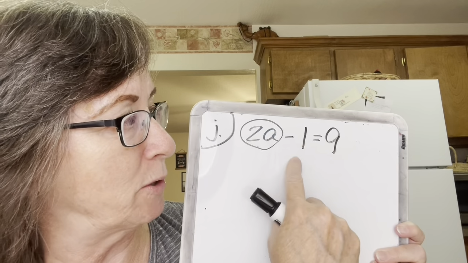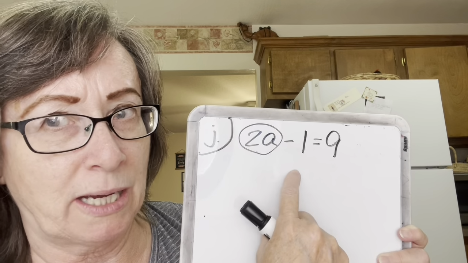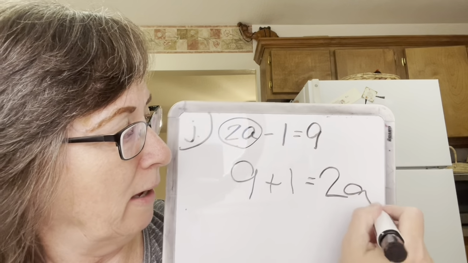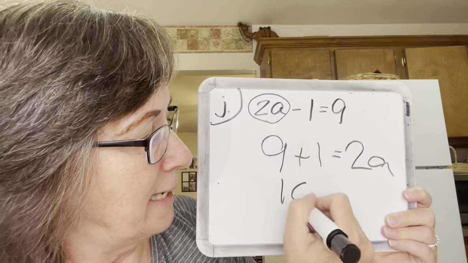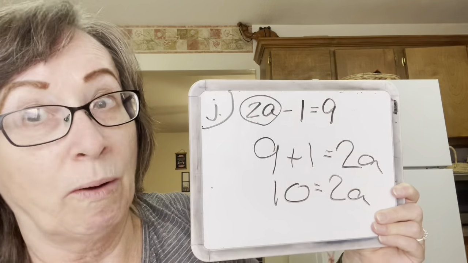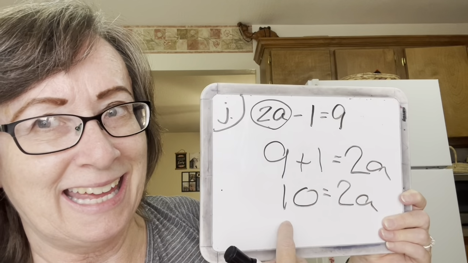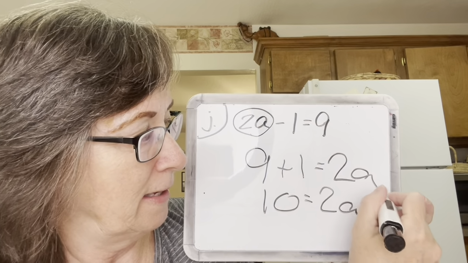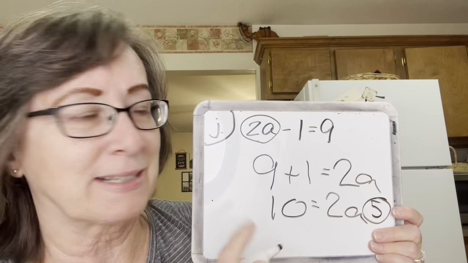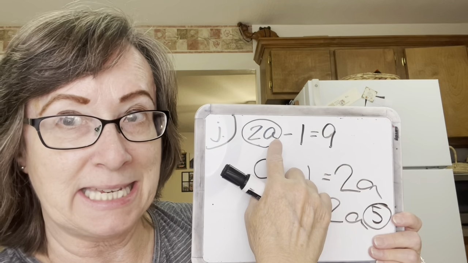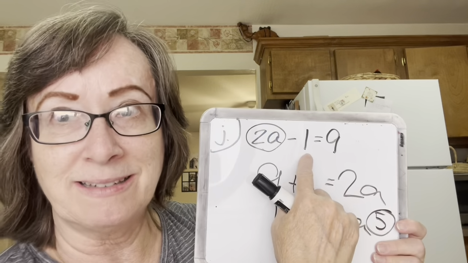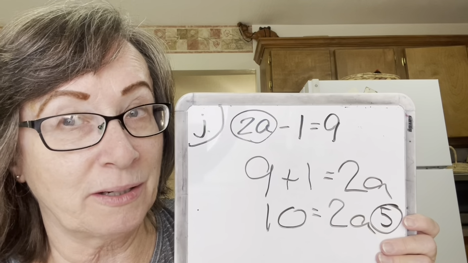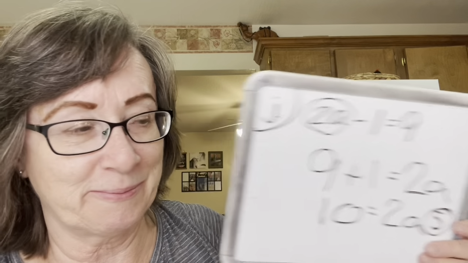We could say, well, that's subtraction, so 9 plus 1 equals 2a. Well, I know 9 plus 1 is 10, so I get 10 equals 2a. Well, if 2 times a is 10, then 10 divided by 2 is 5. So let's see if 5 works. Okay, twice 5 is 10. 10 take away 1 is 9. And that works, doesn't it? A solution is a number that makes an equation true.